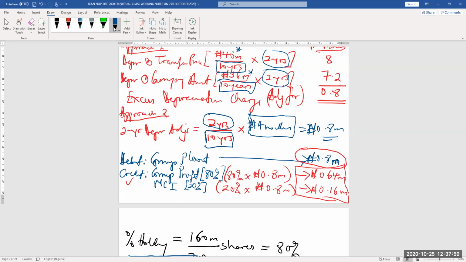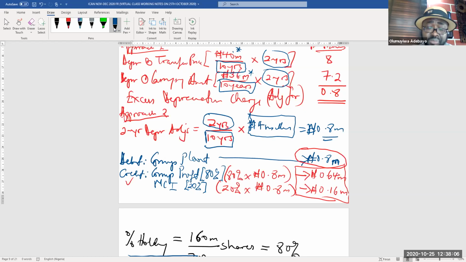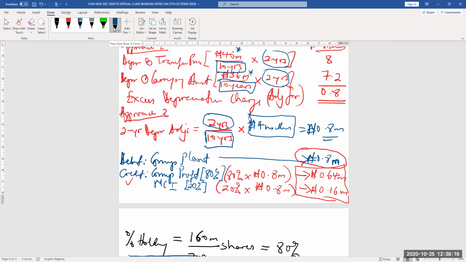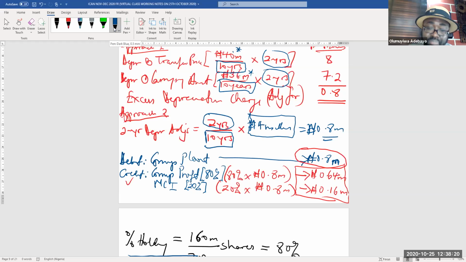The subsidiary has depreciated before selling. Somebody sold it 4 years ago. We are talking of depreciation that happened in the last 2 years. You say, okay, who bought the plant? Parent. Over 2 years now, right? Who has been depreciating the plant in the last 2 years?